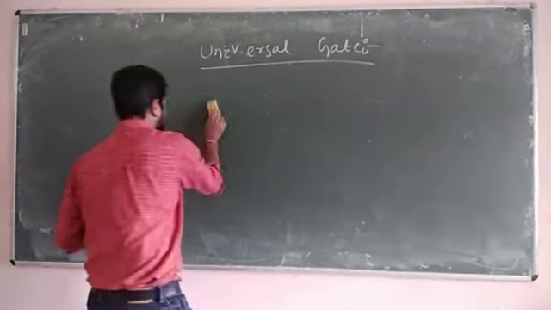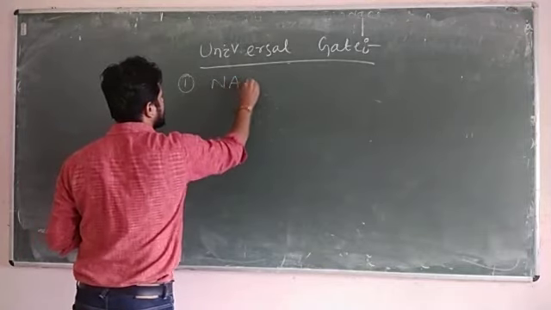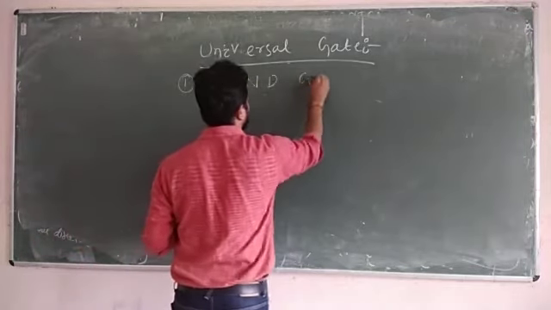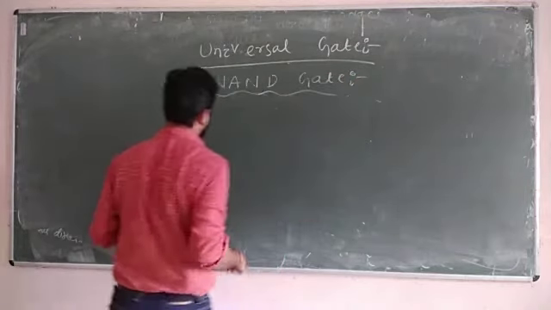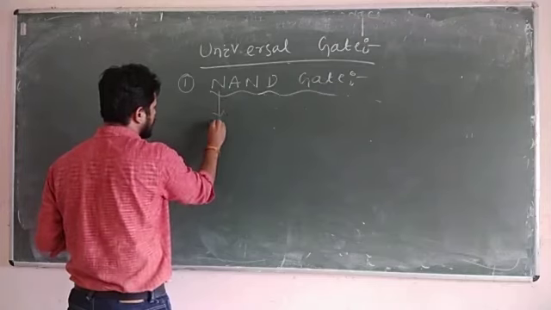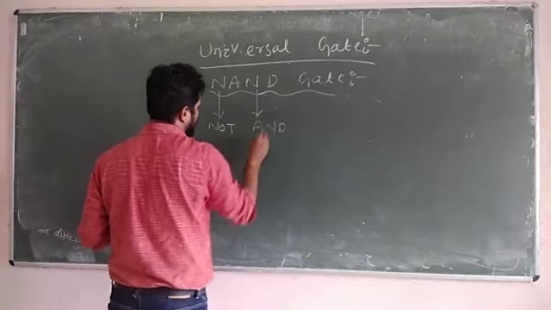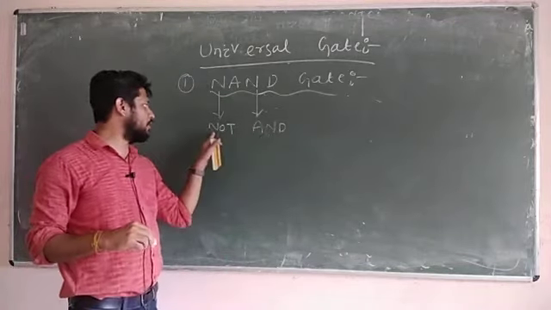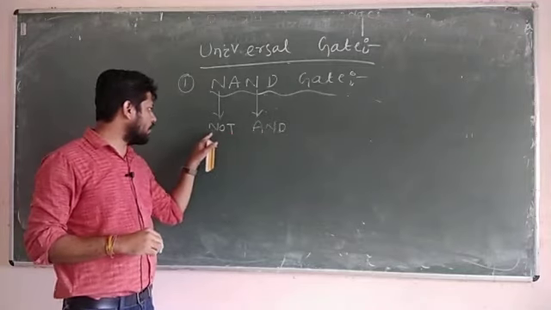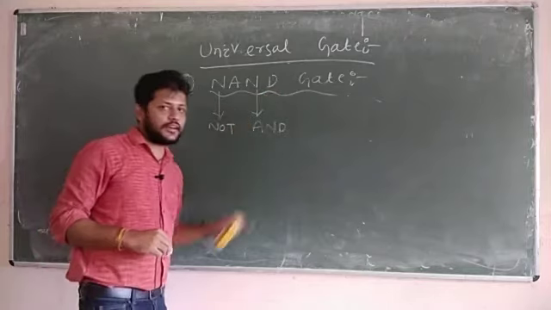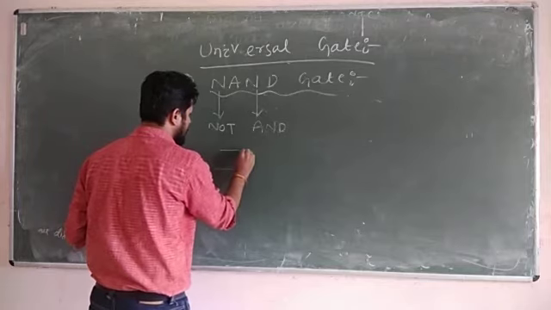So, universal gate, the first one is your NAND gate. Actually, this is the combination of two gates. That is, this N stands for NOT and this AND, obviously your AND gate. So if you cascade an AND gate with a NOT gate, cascading means connecting in series, the resulting gate is your NAND gate. For example, I am drawing this.